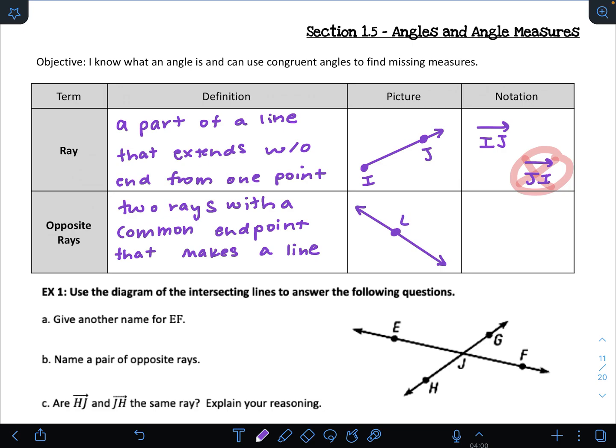So the common endpoint for both of these rays is L, and then I have ray LM and ray LK, and they're opposite rays. So it's two rays that are put together, like ray number 1, ray number 2, but when you put them together, they make a continuous line. So we could say, again, ray LK and ray LM, starting at the endpoint, going through the other point, are opposite rays.